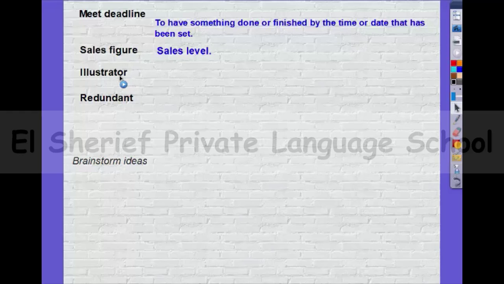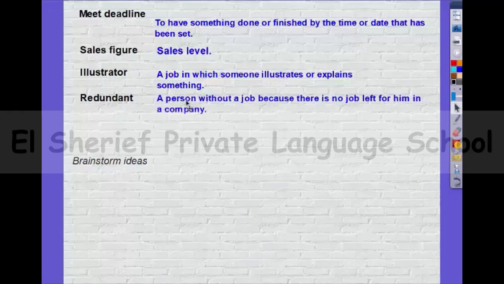An illustrator, a job in which someone illustrates or explains something. So an illustrator's job is to draw pictures, especially for books. Redundant, a person without a job because there is no job left for him in a company. So to be made redundant is to lose your job because your employer no longer needs you. I can say, to keep the company alive, half of the workforce is being made redundant.